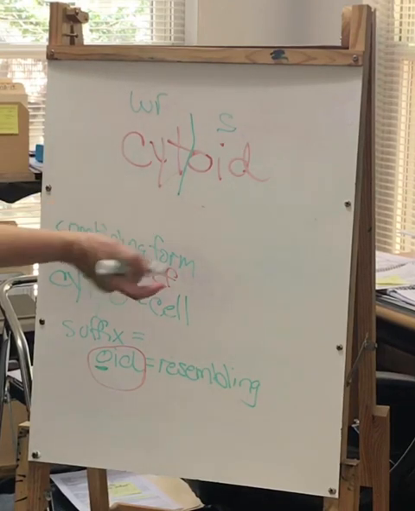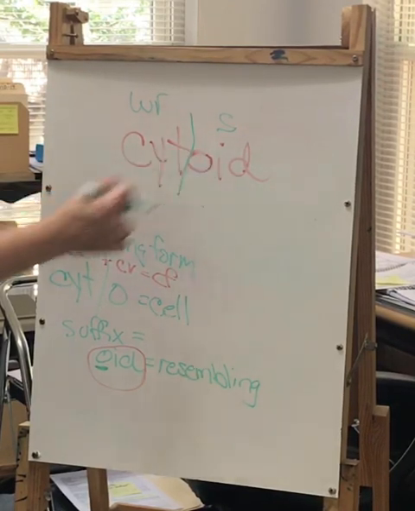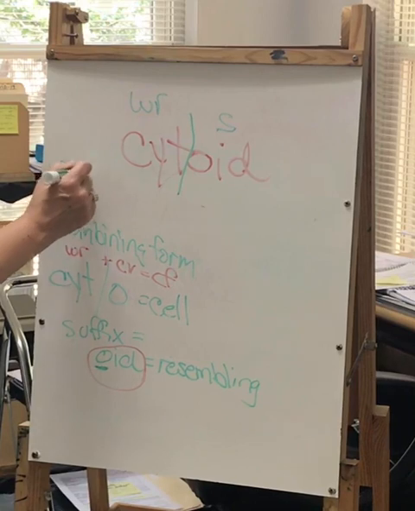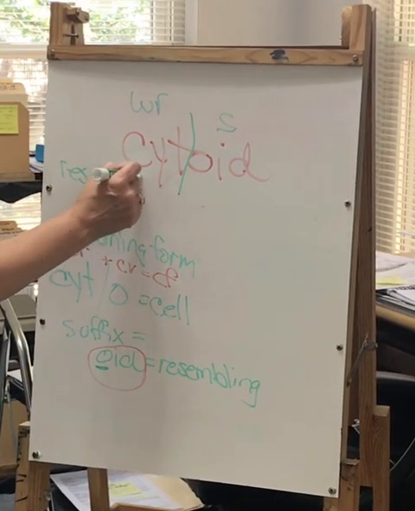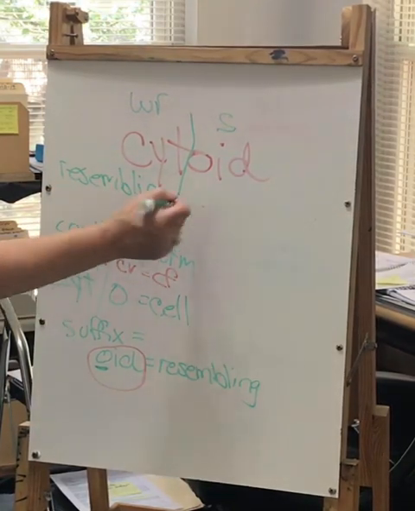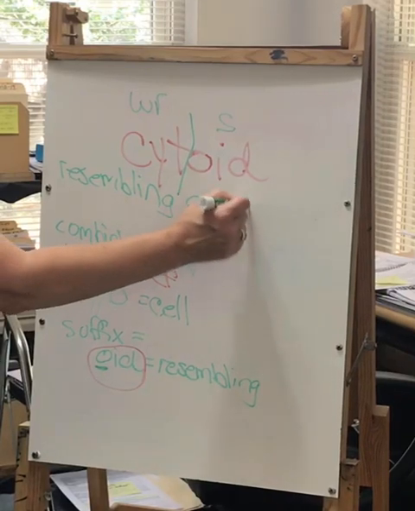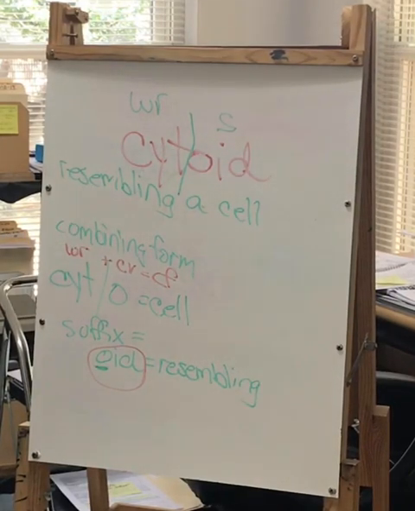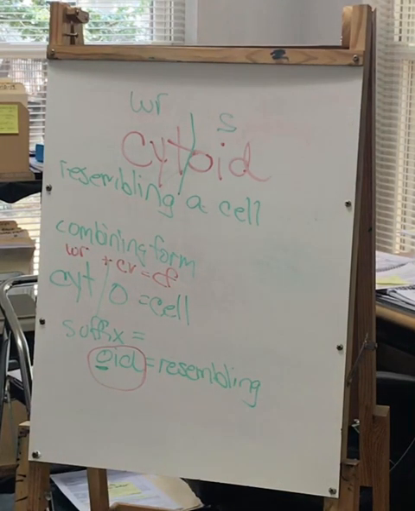And when you define it, start at the end. Oid means resembling. Cyte was a cell. Resembling a cell. And that's it. Okay? That should clear up any questions you might have.